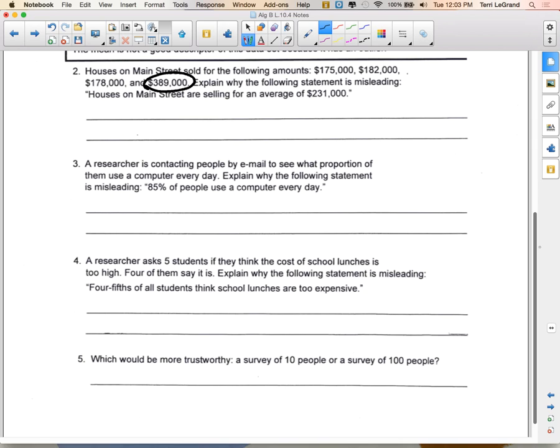At this point, what we're trying to figure out is why should we not say that the average of a house that's selling on Main Street is 231,000? What's the problem? How many of those houses are even selling for that much? Only one of them. The other 3 are not, are they? They're way under that. They're about $50,000 under that. So is that a good representation? Is the average a good representation of those data values?